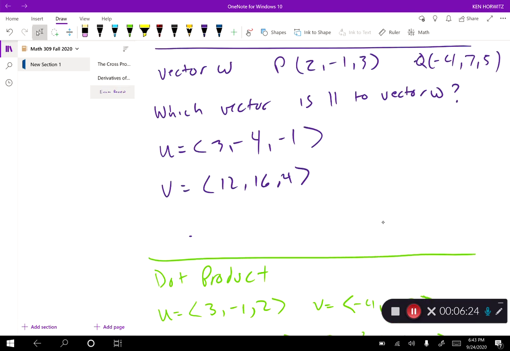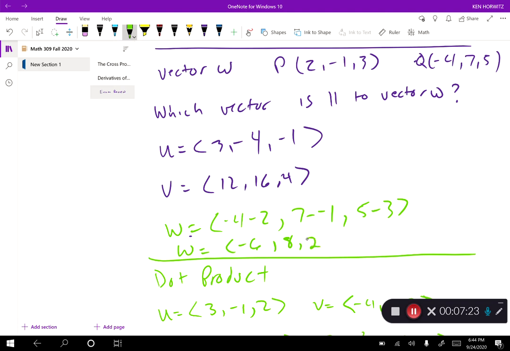The next one says, vector W starts at point P and ends at point Q. Which vector is parallel to vector W? Well, in order to figure that out, the first thing we need to know is, what is vector W? In order to know what vector W is, we've got to do our final minus initial once again. So we do -4 minus 2, 7 minus -1, and 5 minus 3. When it's all said and done, W is going to equal -6, 8, and 2.